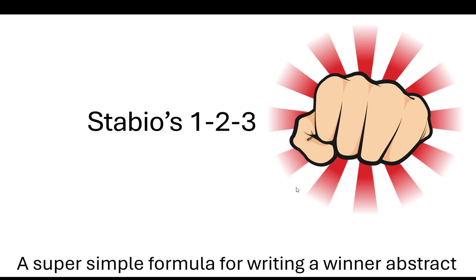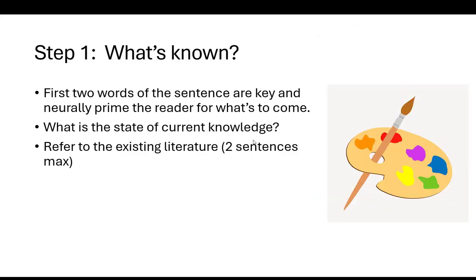And he said that every abstract should answer 3 questions and have a punch. So these are the 3 questions. So step 1, you need to answer the question, what's known? And when you do this, the first 2 words of your abstract in this first sentence are key. They neurally prime the reader for what's to come.